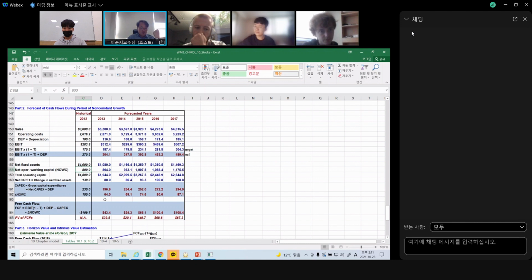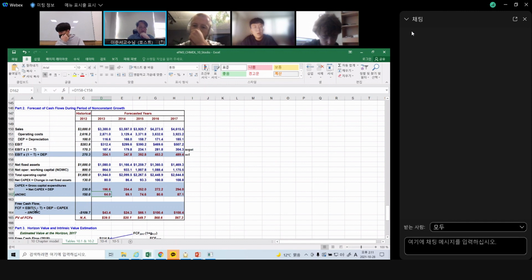So we need to consider only 64. 64 can be calculated by the net operating capital this year minus net operating capital last year. Okay, so as much as the increase in net operating working capital, our cash flow goes out, right? So this is the deduction item. So the capex and delta net working capital.